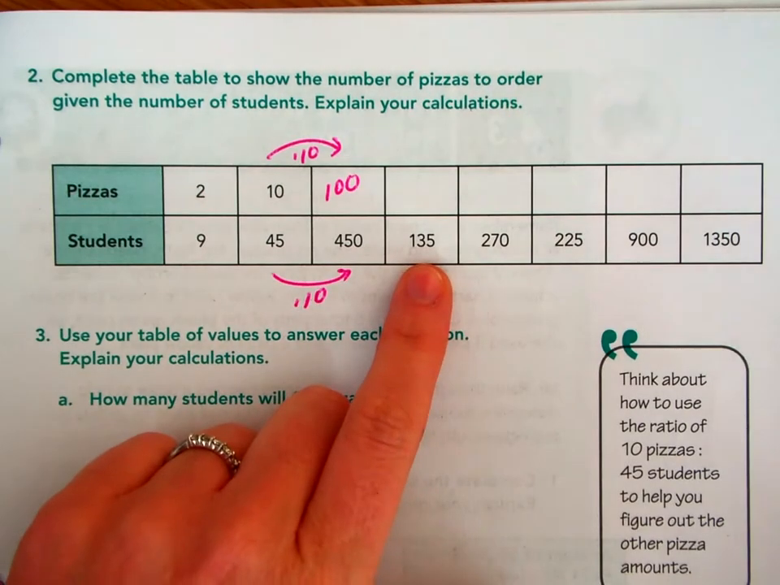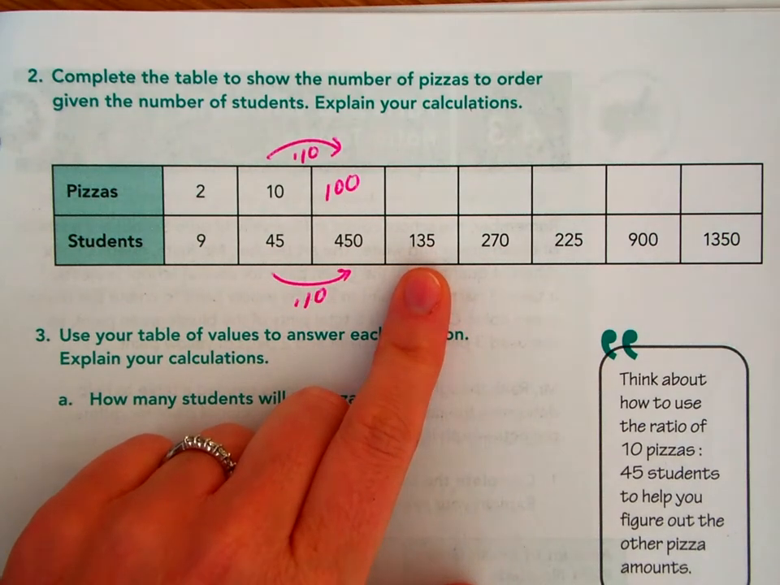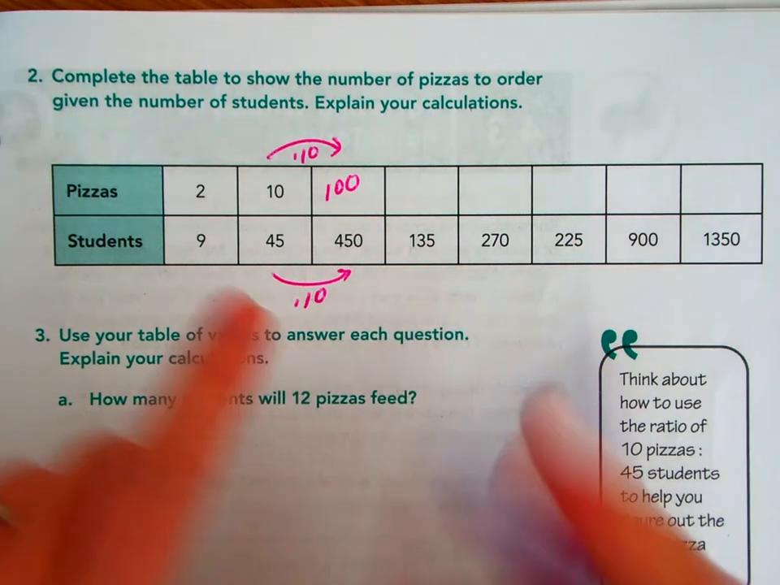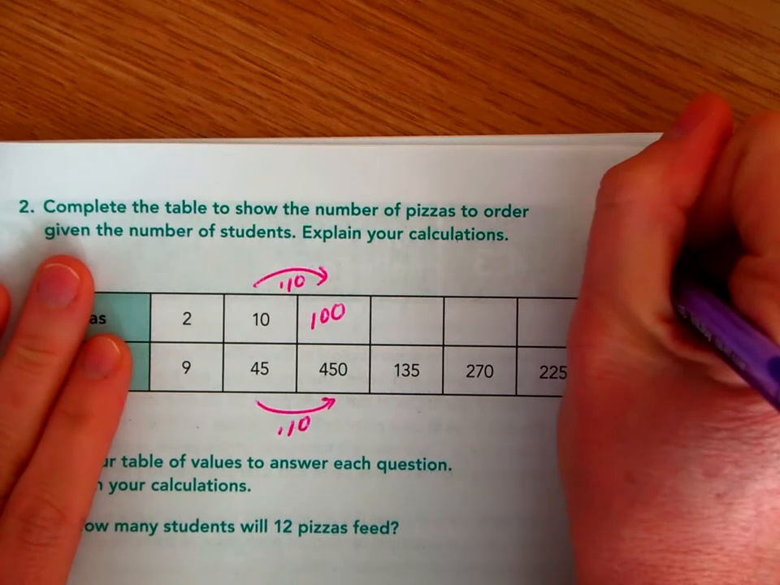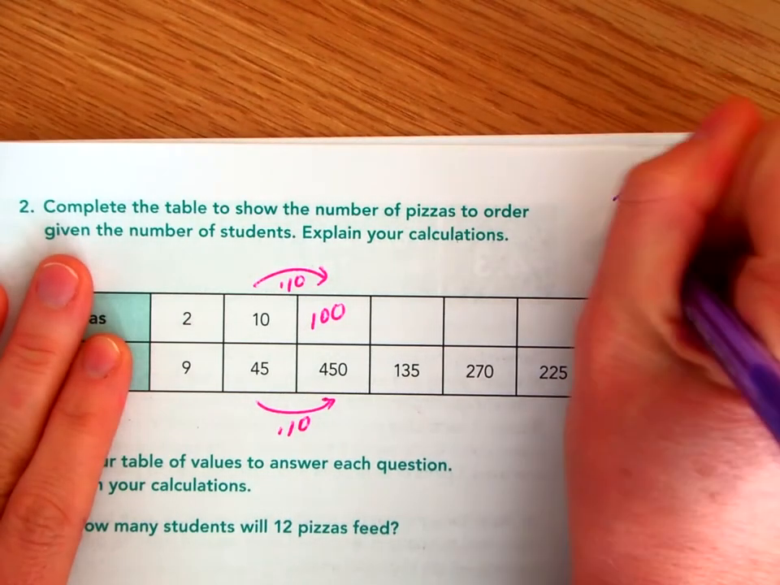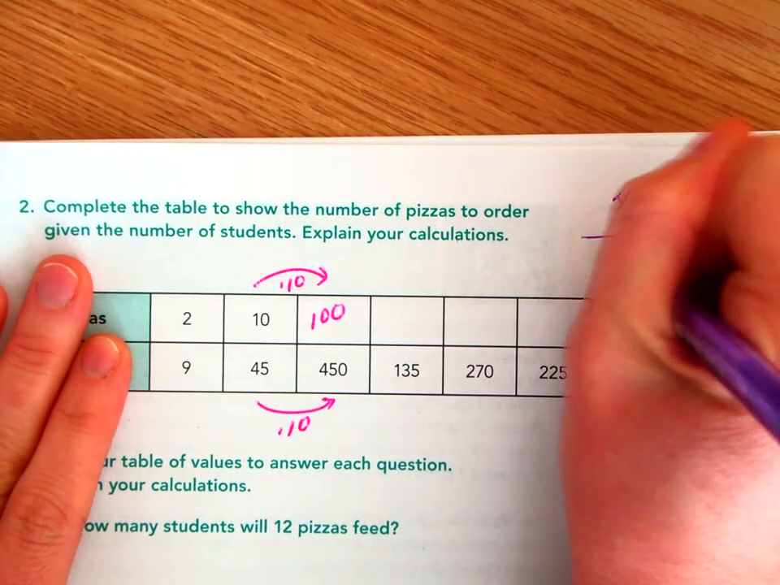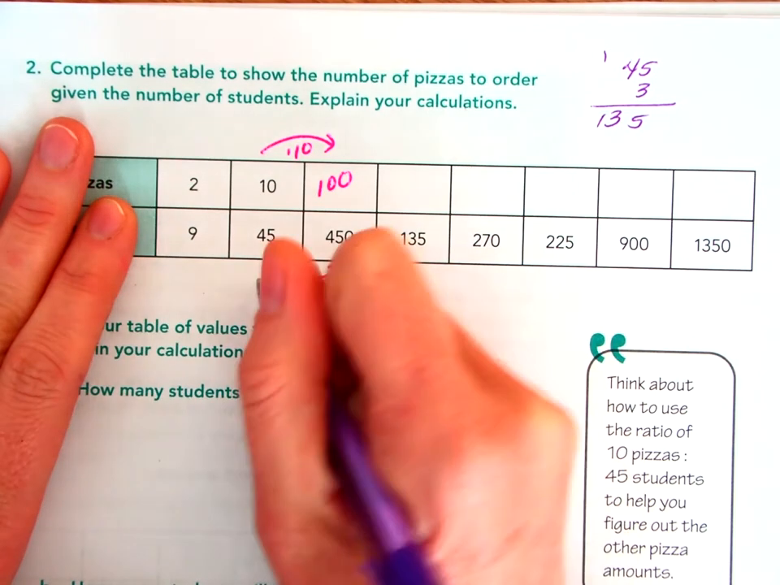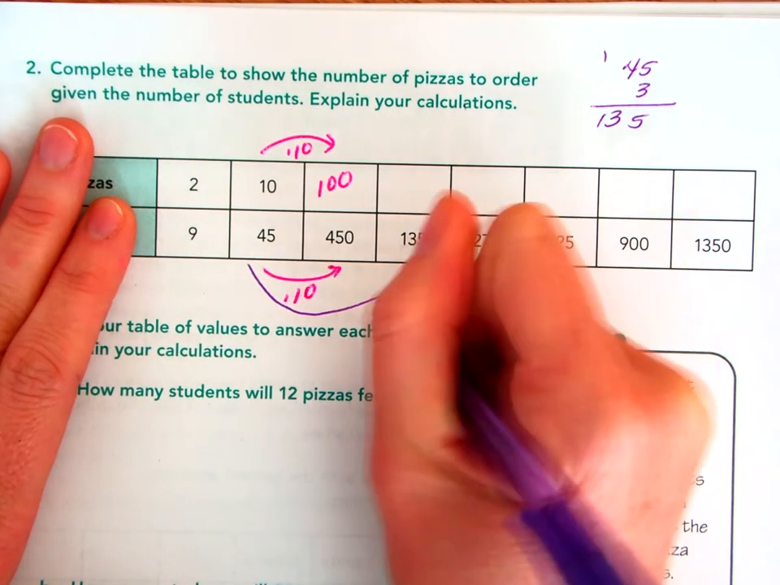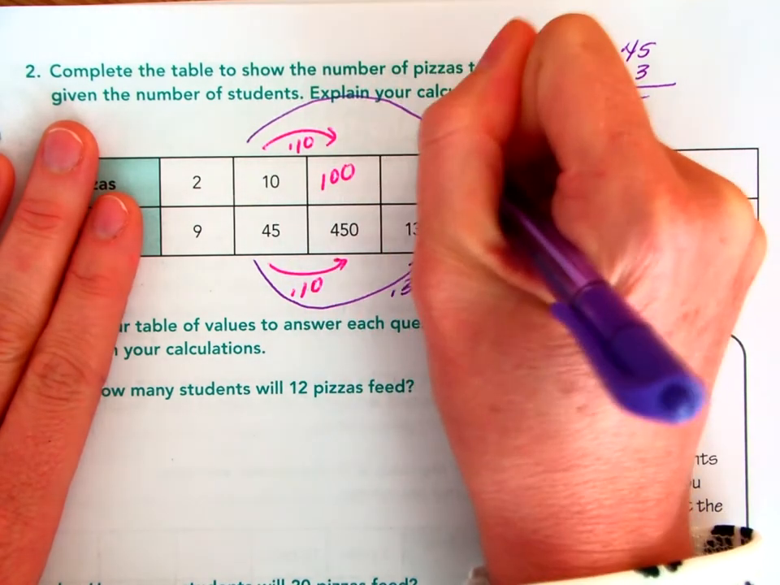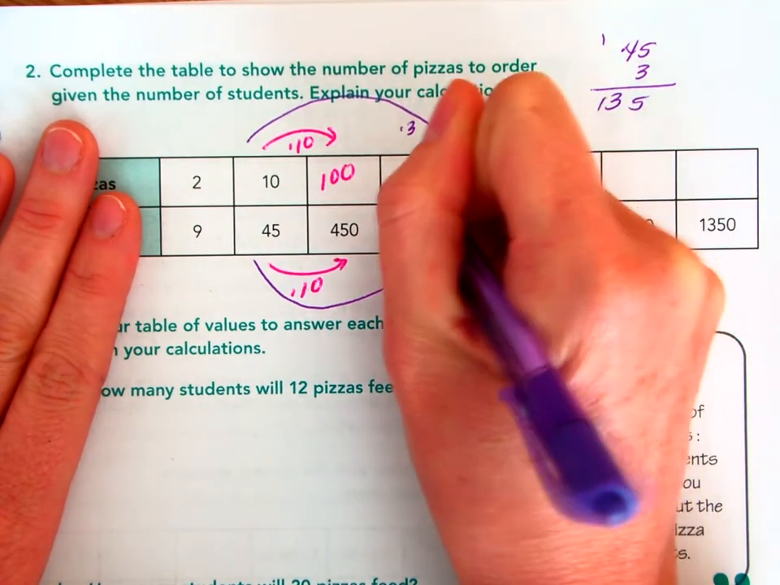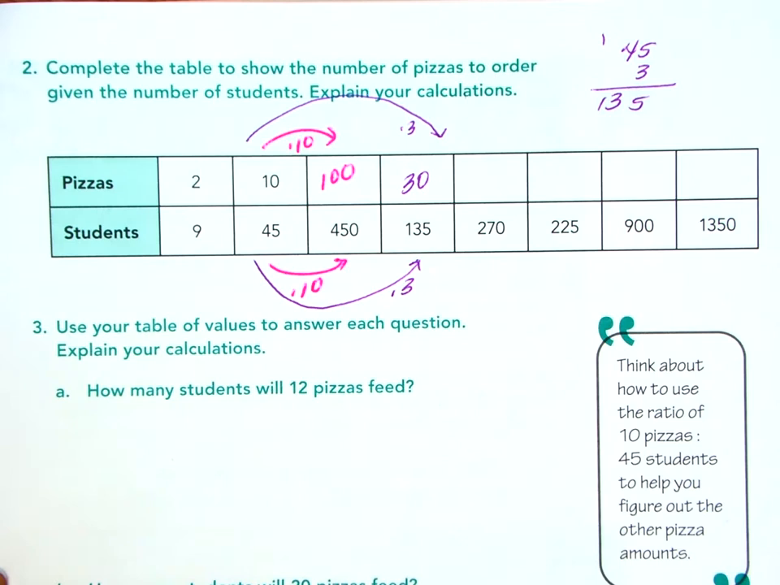Now I'm looking at 135, which for me is not a commonly used number. I'm assuming that 45 can go into 135, so I'm going to play with that for just a minute. I think it would go in 3 times. Over here, I'm going to test it. Great. So 45 times 3 would get me 135. So I'm going to do 10 times 3 to get 30 pizzas there.